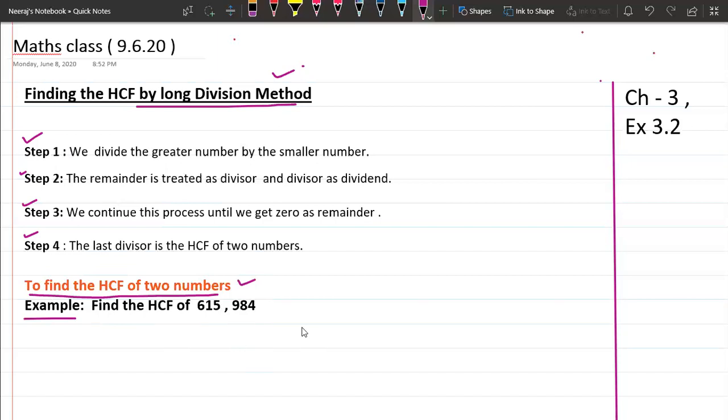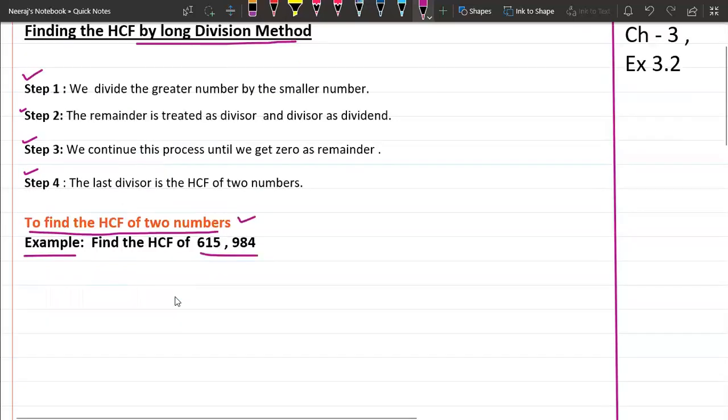So we will find the HCF of these two numbers, that is 615 and 984. So we are using a long division method. Firstly you have to make a division box, and these are the division brackets.